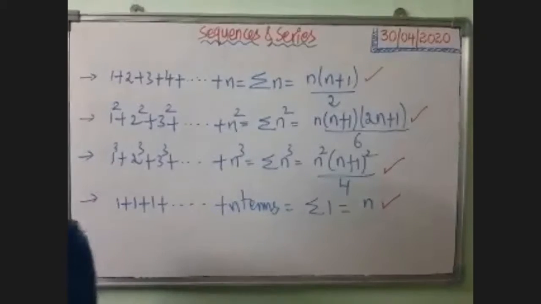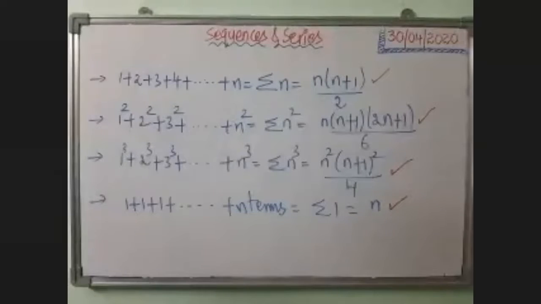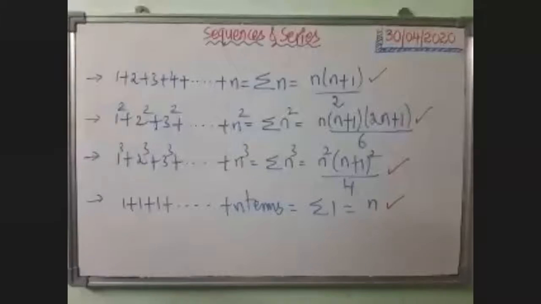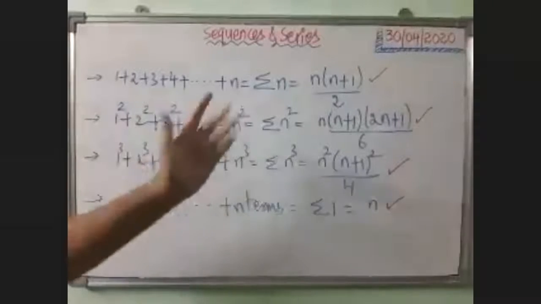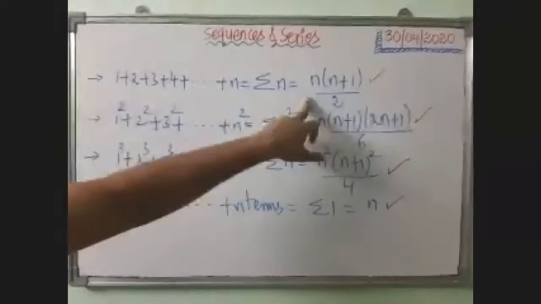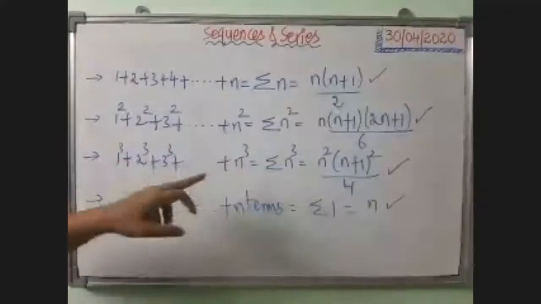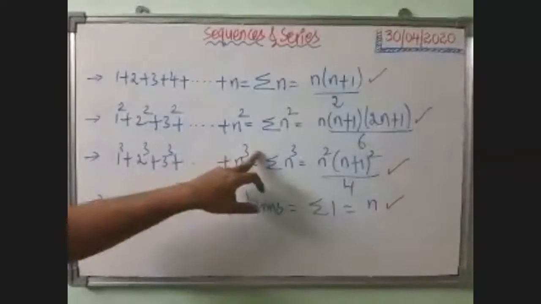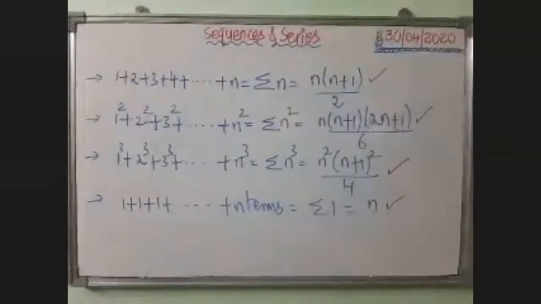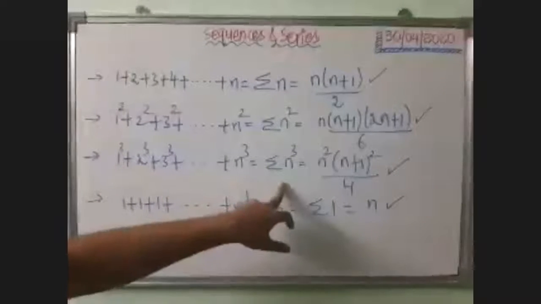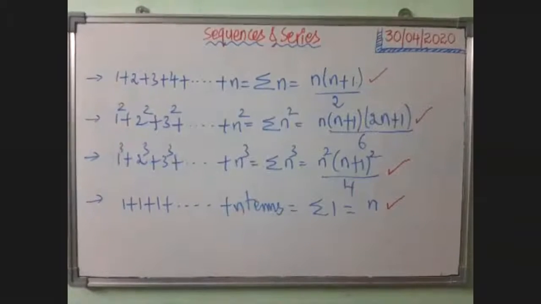Basically, you might have got this in your NCERT textbook itself in PU in the chapter mathematical induction, where 1 plus 2 plus 3 plus 4 up to n is sigma n, which is nothing but equal to n into n plus 1 by 2. Similarly, 1 square plus 2 square up to n square is sigma n square, which is n into n plus 1 into 2n plus 1 by 6. And likewise, 1 cube plus 2 cube plus 3 cube up to n cube is sigma n cube, which is n square into n plus 1 whole square by 4.